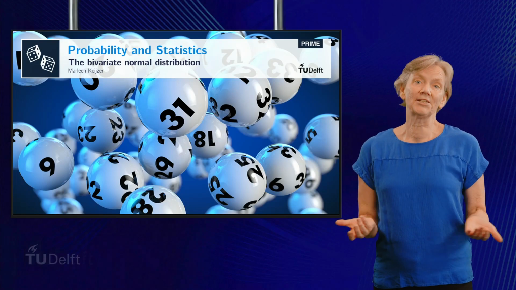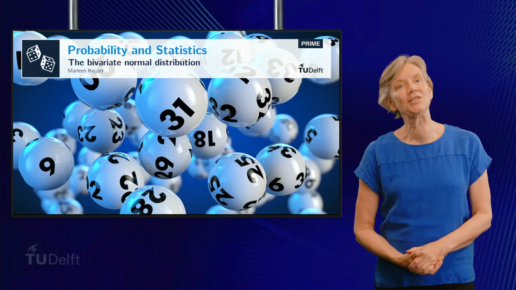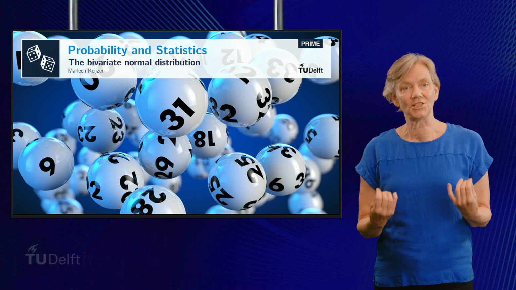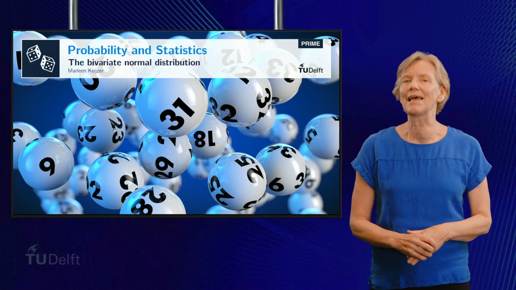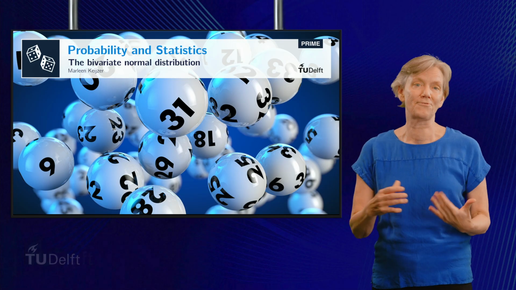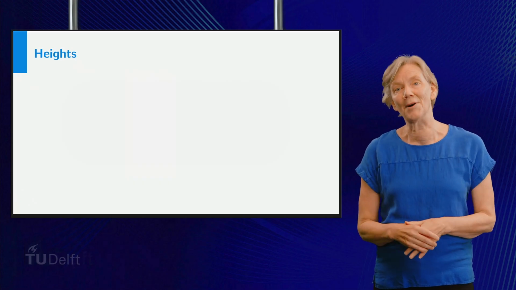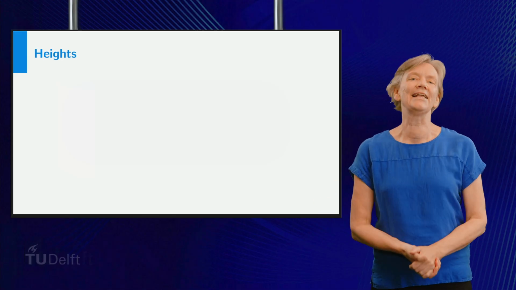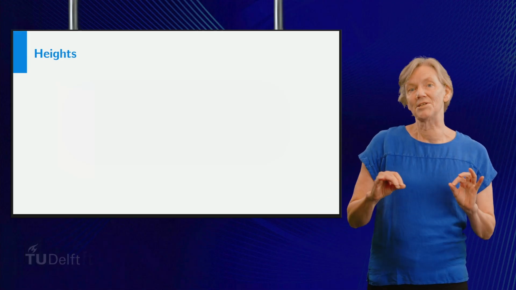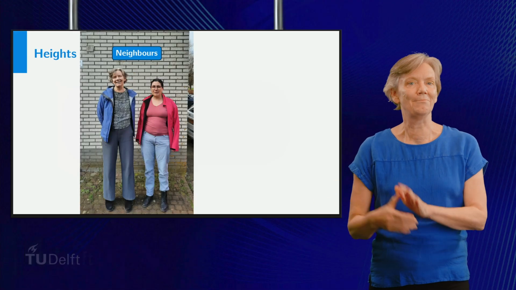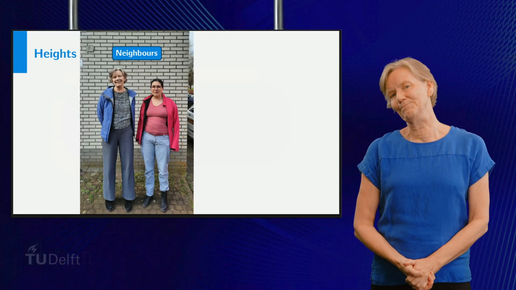In this video, I'll introduce you to the bivariate normal distribution. Such a joint probability distribution can be used to model pairs of random variables. For example, the joint distribution of body lengths of two women in the Netherlands. First, I present two more Dutch women, my neighbor and my sister.